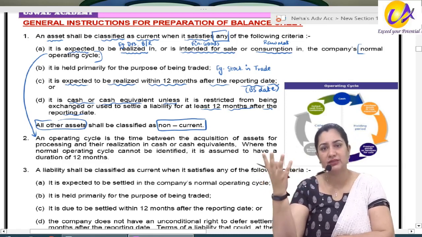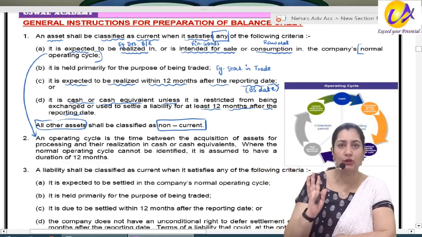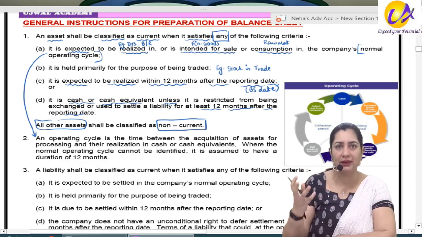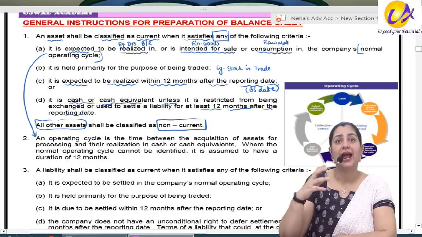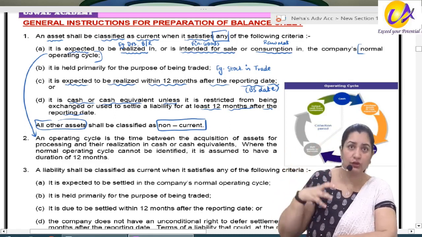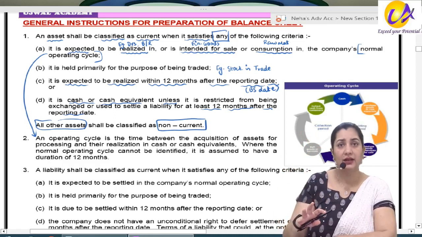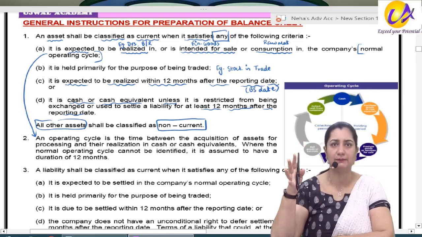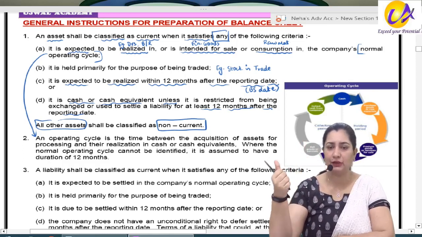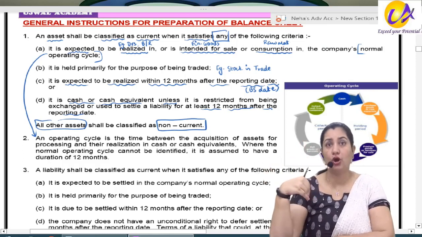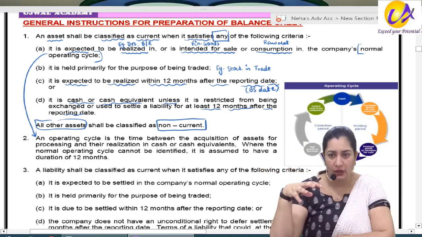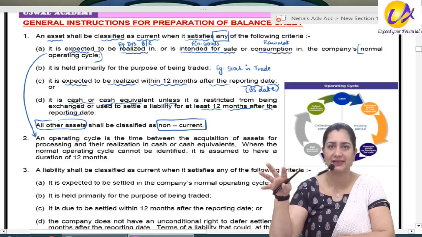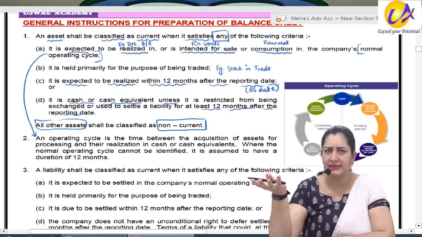Maybe it will take time to sell, but at least you expect that you will sell it in normal time. So when you're making it or you have raw material, you always assume and expect that you will consume it in the operating cycle, right? It may take time, but at least my expectation is very important. So first, it is expected to be realized, or expected to be sold, or expected to be consumed in the normal operating cycle. What is operating cycle?